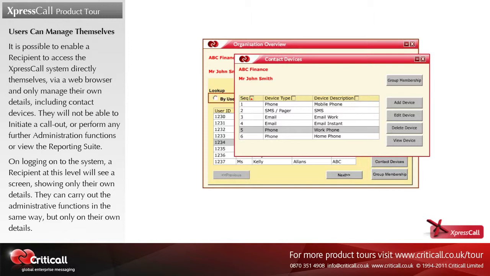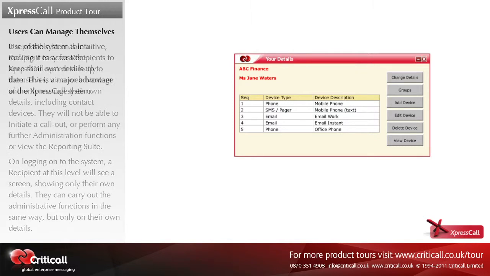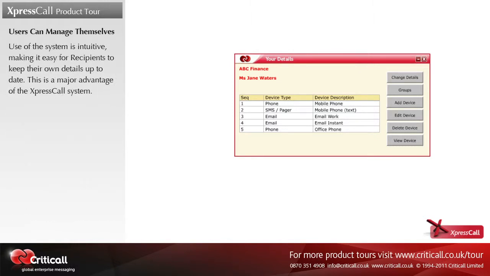Users can manage themselves. It is possible to enable a recipient to access the XpressCall system directly themselves via a web browser and only manage their own details, including contact devices. They will not be able to initiate a callout or perform any further administration functions or view the reporting suite. On logging onto the system, a recipient at this level will see a screen showing only their own details. They can carry out the administrative functions in the same way, but only on their own details. Use of the system is intuitive, making it easy for recipients to keep their own details up to date. This is a major advantage of the XpressCall system.